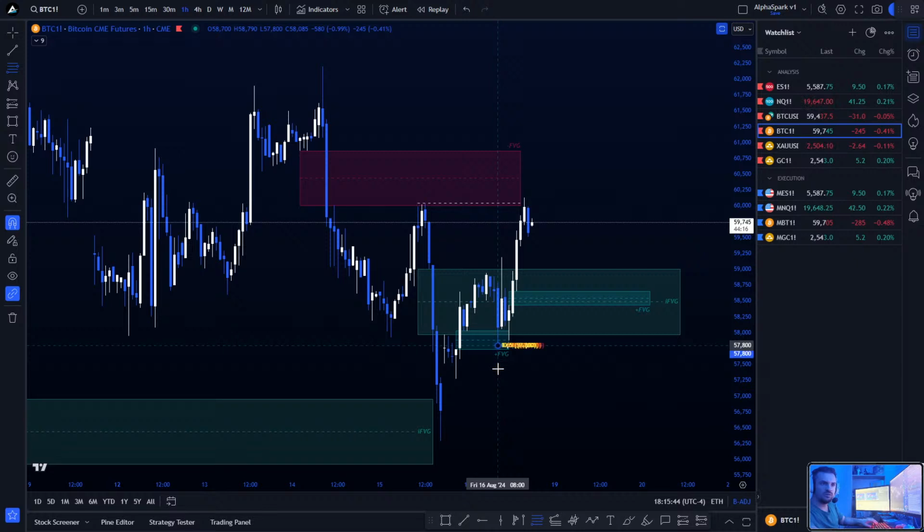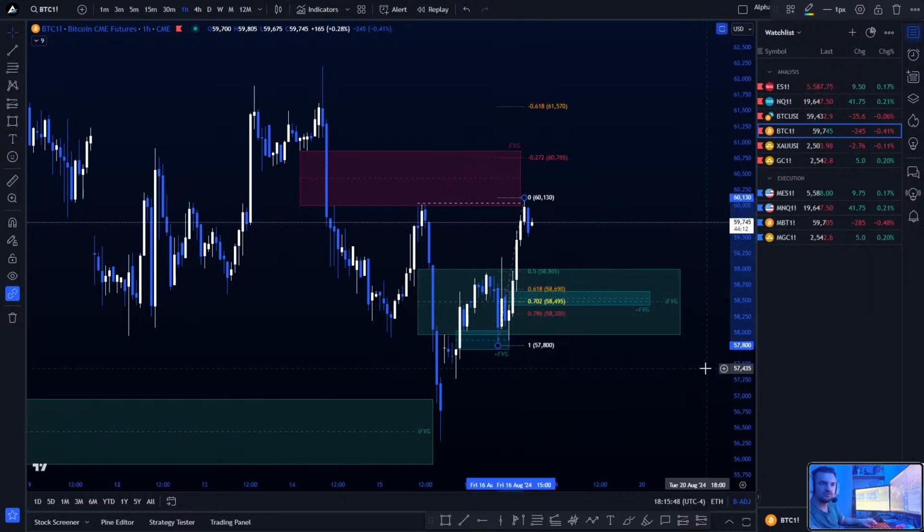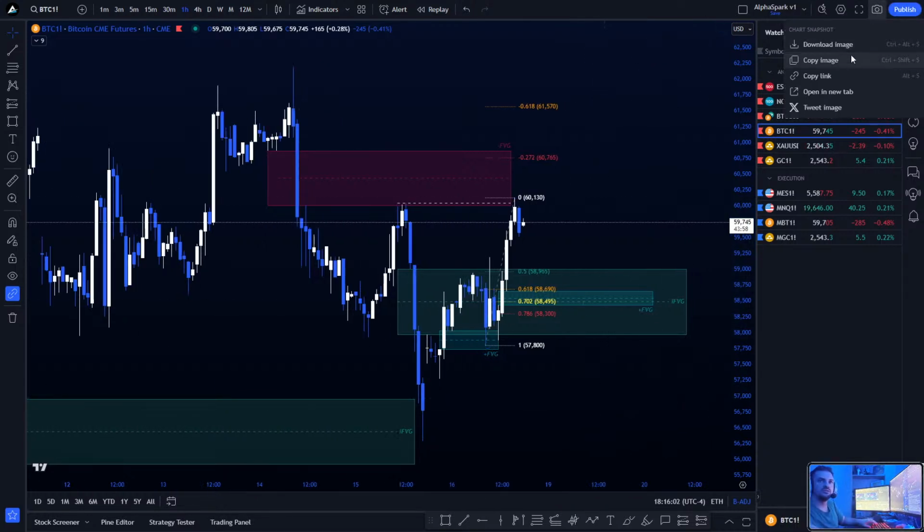What would be the standard Fibonacci levels there? Perfect. 618, 702. This area is nice. I would like to see this area get used. Would be really nice. Let me post this too.